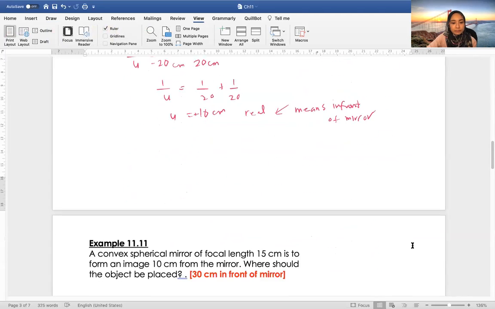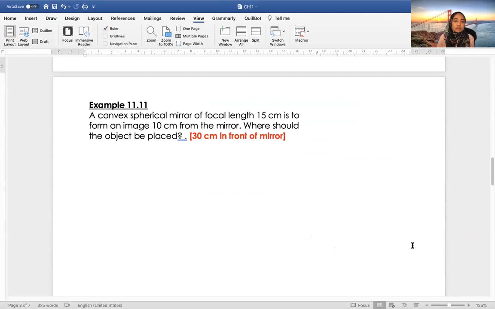Okay, next one. A convex spherical mirror. Spherical, convex, F is, it's happening again.